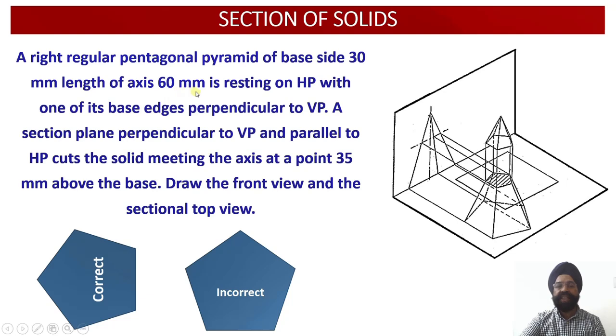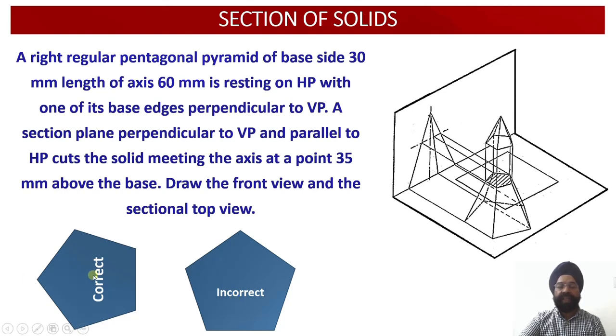length of axis 60 millimeter is resting on the horizontal plane with one of its base edges perpendicular to the vertical plane. Now we have been provided with this data that one of the base edges happens to be perpendicular to the vertical plane. So if we draw this particular orientation of the pentagon in the top view, that is below the XY reference line, none of the base edges will be perpendicular to the vertical plane or the XY reference line. So this is not the orientation of the pentagonal pyramid that we are going to pick up for this problem.